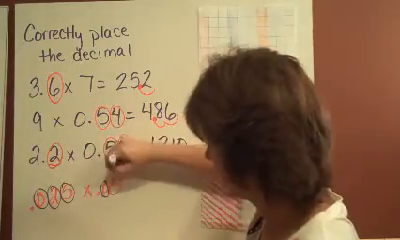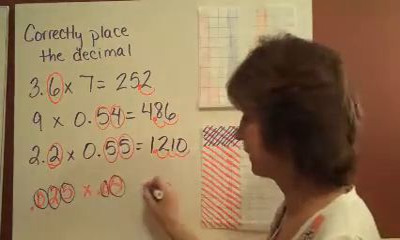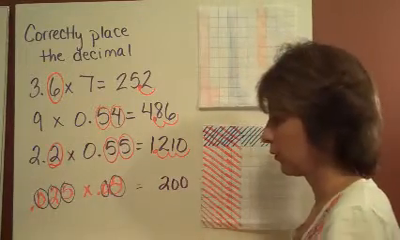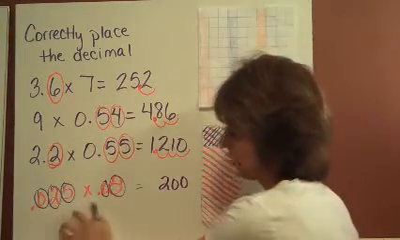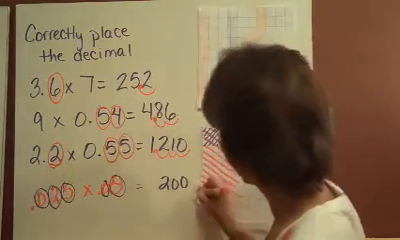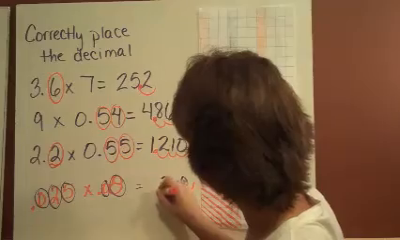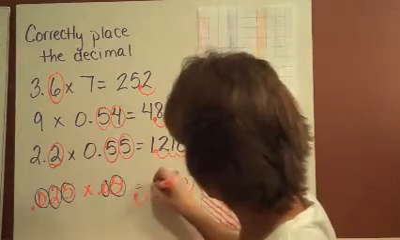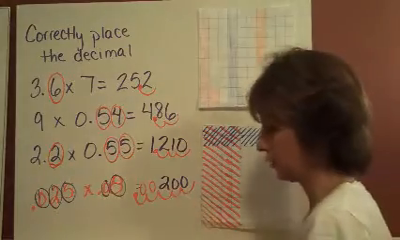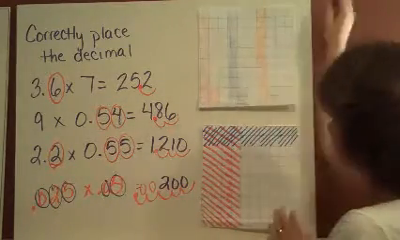3, 4, 5. And I know that 25 times 8 is 200. Well, what am I going to do? Because there are 5 digits behind the decimal and only 3 in my answer. 1, 2, 3, 4, 5. Simply follow the same rules. So my answer is 2 thousandths.